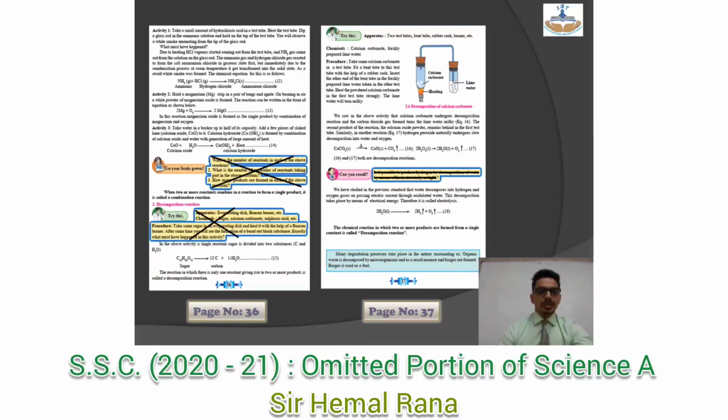Coming to page number 36. On page 36, we have use your brain part, but that part has been omitted from your portion. Then below your decomposition reaction, we don't have this try this. This experiment has been removed.